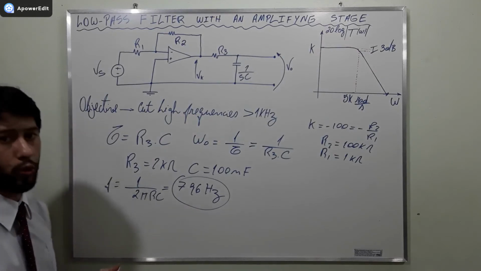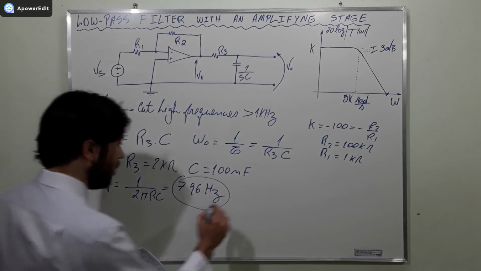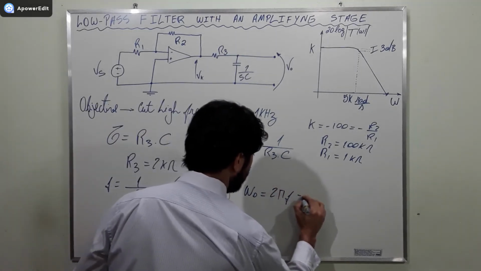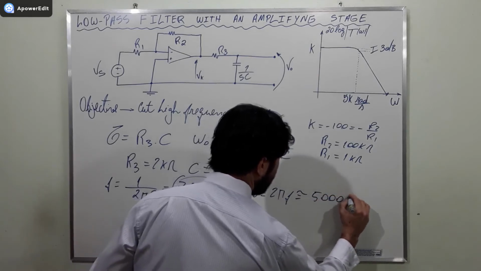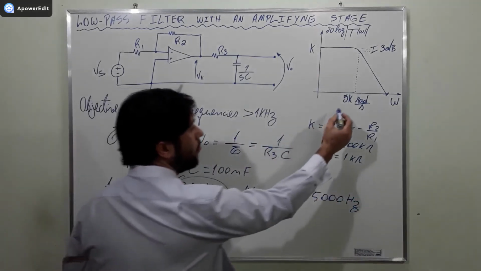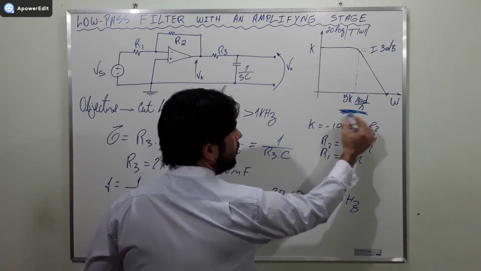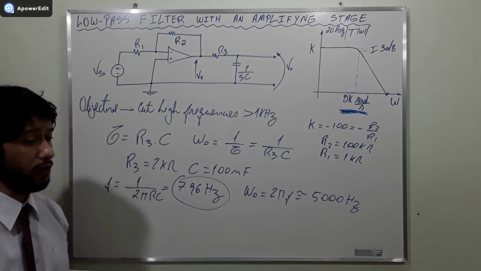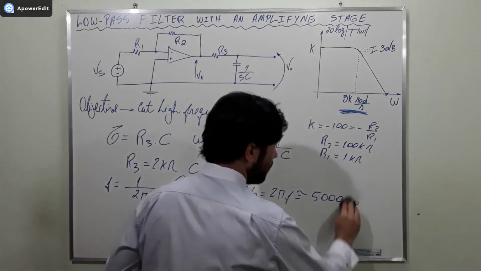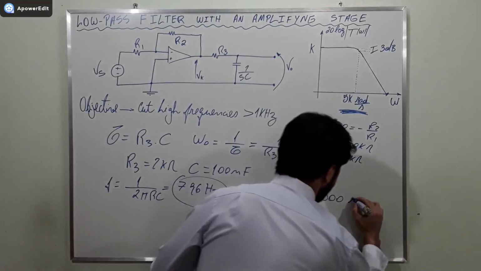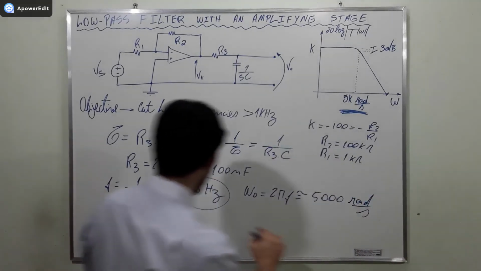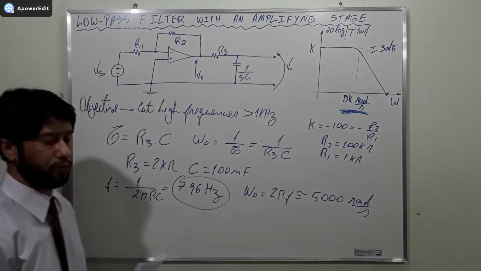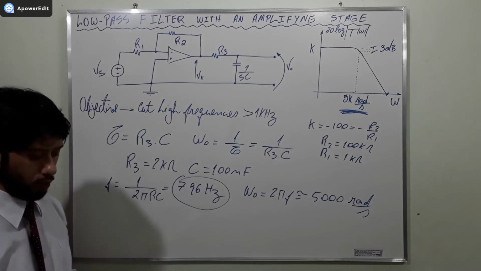Then this is what we chose, and we are going to find that this frequency here is 2 pi f, which is approximately equal to 5000, sorry, radians per second. So this is the frequency that we are working with, 5000 radians per second. This is in Hertz. We multiply by 2 times pi, and then we get radians per second. Very good. This is what we're working with.